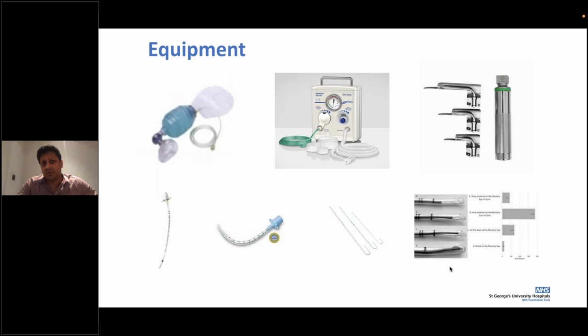Now, equipment-wise, the most common equipment that you will be looking at is your neopuff ventilation. If the baby is not already ventilated, then it's very likely that you'll have neopuff ventilation. Use an appropriate size mask. There are two different makes of mask, and there are different sizes of mask as well.